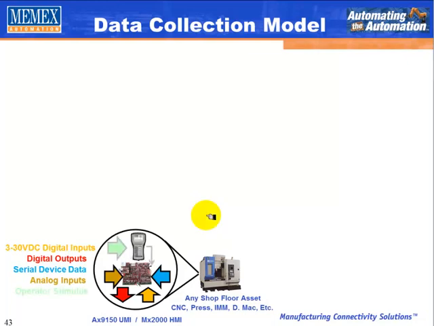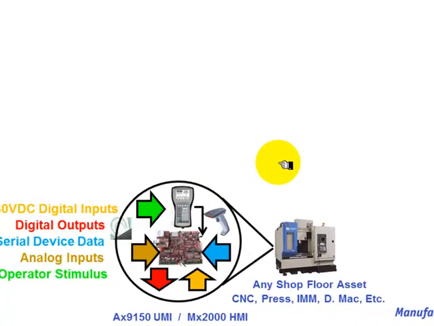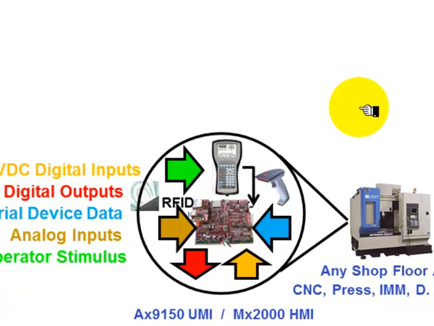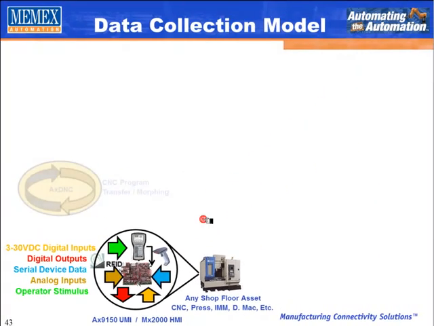And as well, we have an operator stimulus that keeps track of input from the operator interface, the HMI, as well as barcode scanning, as well as RFID capabilities, all built in at the board. So you see, this Universal Machine Interface really captures an immense amount of information directly at the machine and is really your portal into the machine environment.